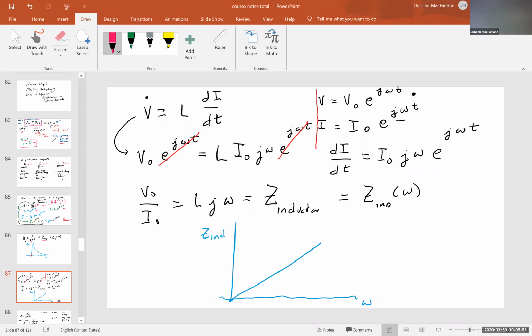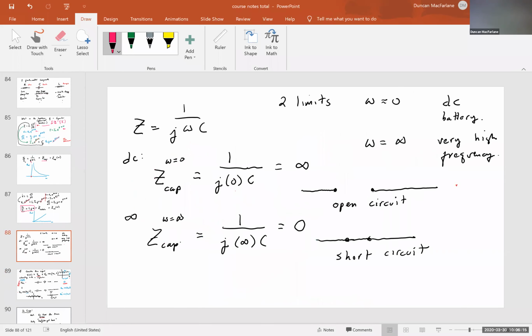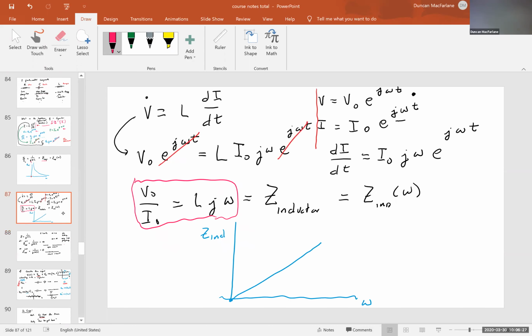And we also derived from a similar equation the complex impedance for an inductor, V over I rather was equal to L times j omega. So interestingly, 1 over j omega C was for the capacitor. So omega was in the denominator for a capacitor. For an inductor, it's in the numerator.